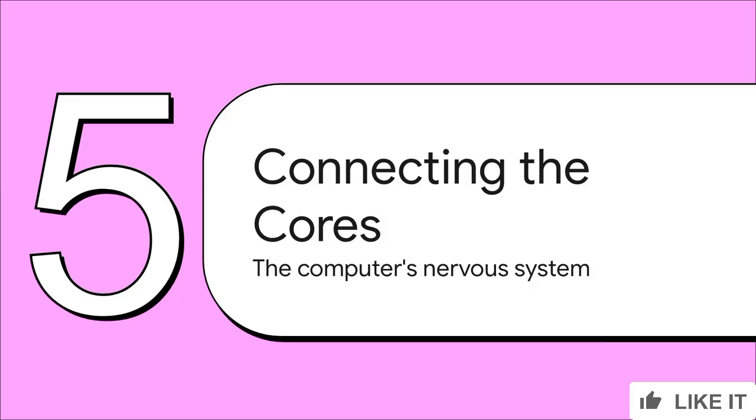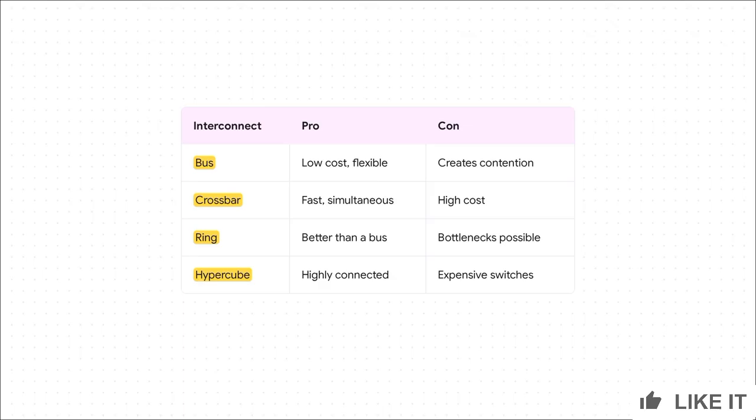Right, Section 5. This leads us to a really critical question. If you've got all these independent brains working on a problem, they need to communicate, right? They need to coordinate. How do you actually connect them all? That's the job of the interconnection network. You can think of it as the computer's central nervous system. And designing this nervous system is all about trade-offs. It's a classic engineering problem.